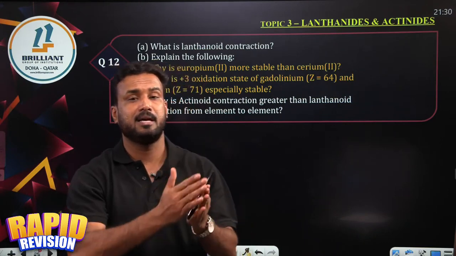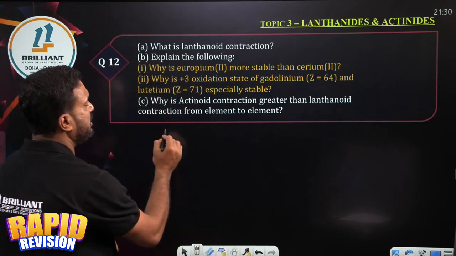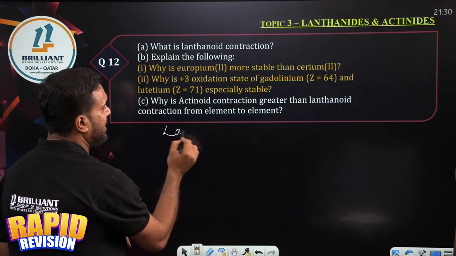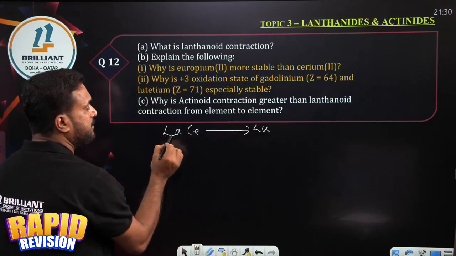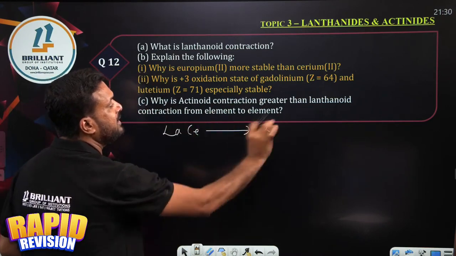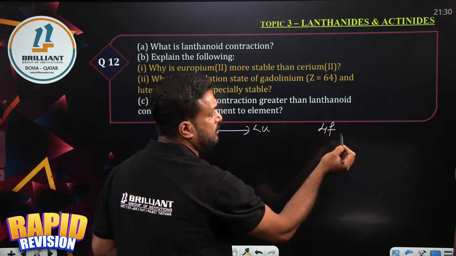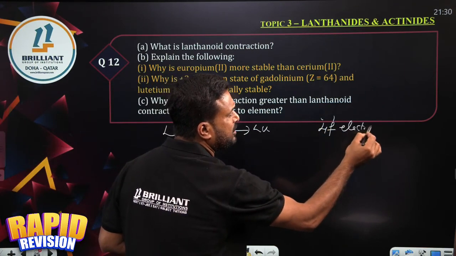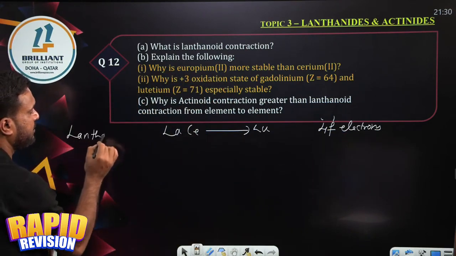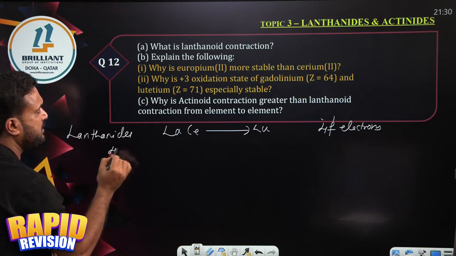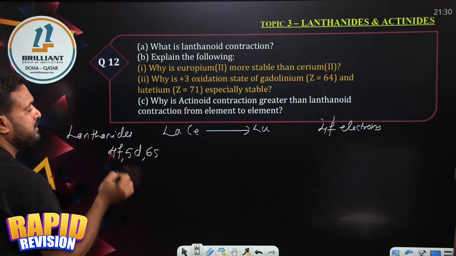Lanthanide contraction is a gradual decrease in size from lanthanum to lutetium. You know the lanthanides start with lanthanum, then cerium comes, cerium to lutetium. You can say from lanthanum to lutetium there is a regular decrease in atomic size due to the poor shielding effect of 4f electrons, or you can say the 5d subshell. That is also the same, because for lanthanides the general electronic configuration is 4f, 5d and 6s. These are the orbitals involved in lanthanides.